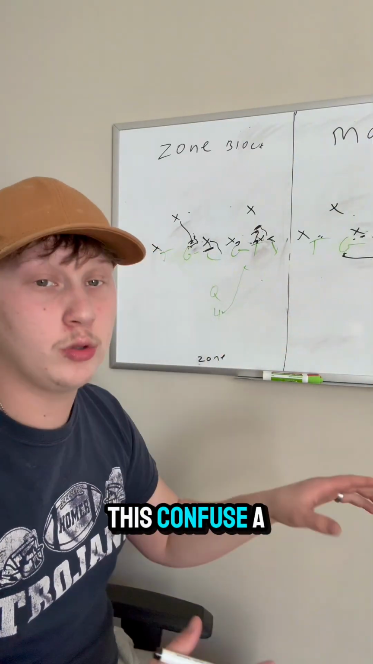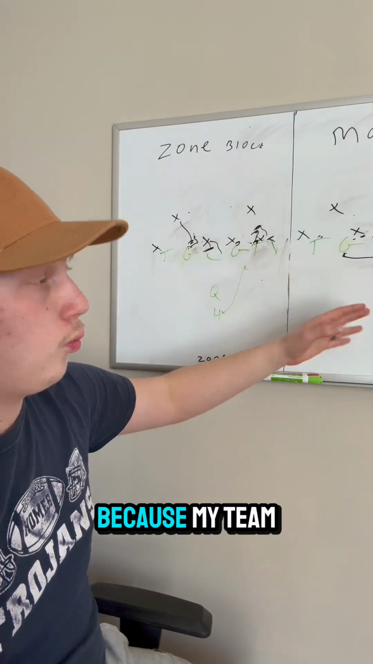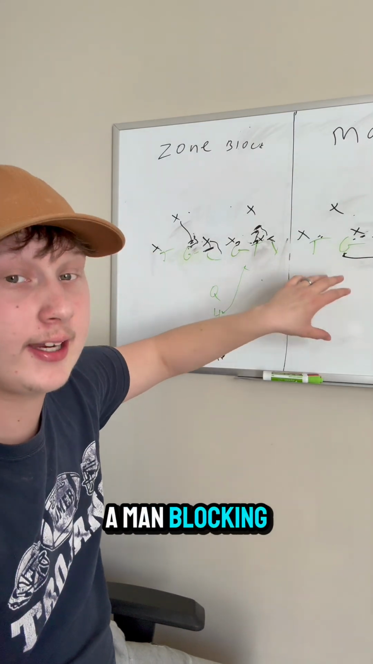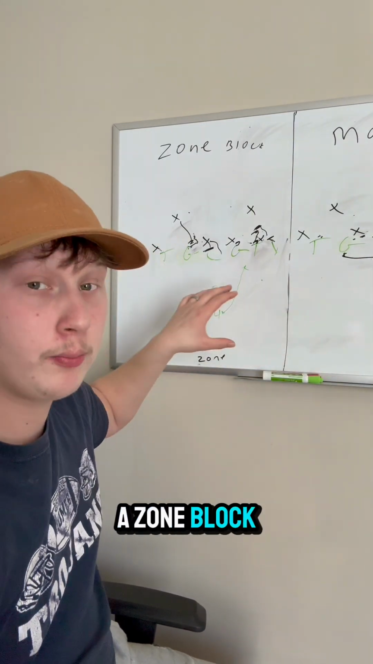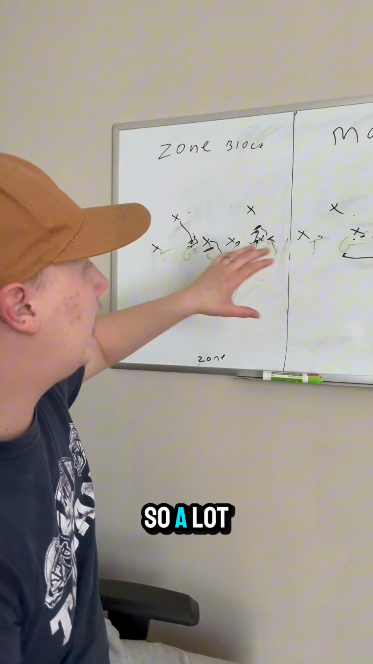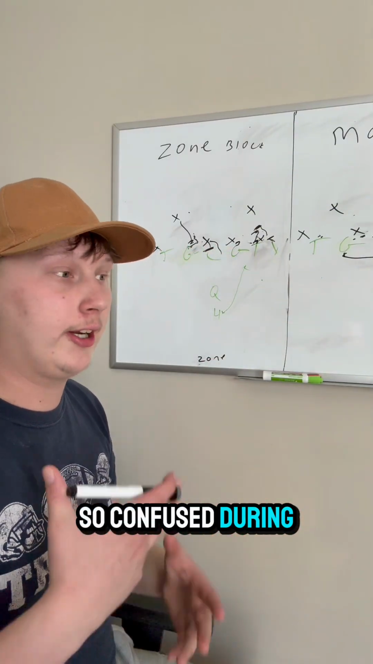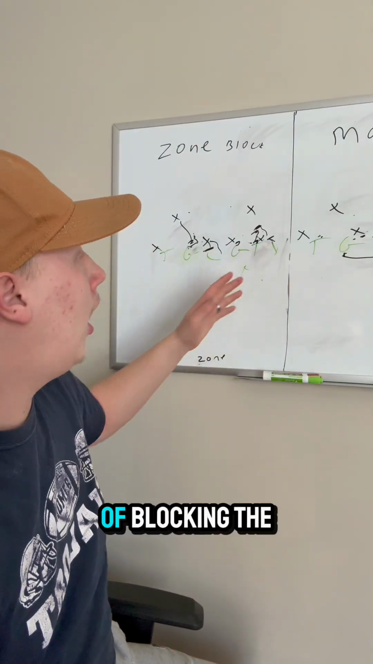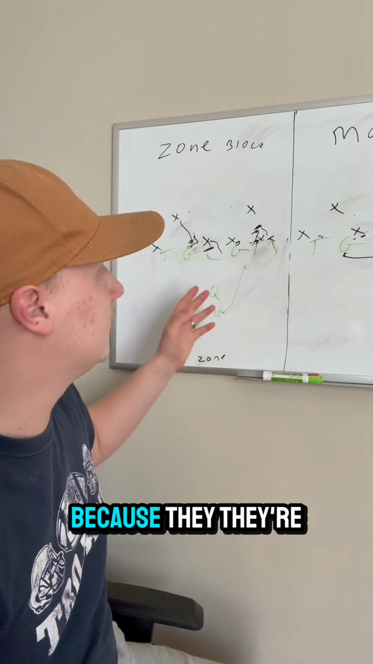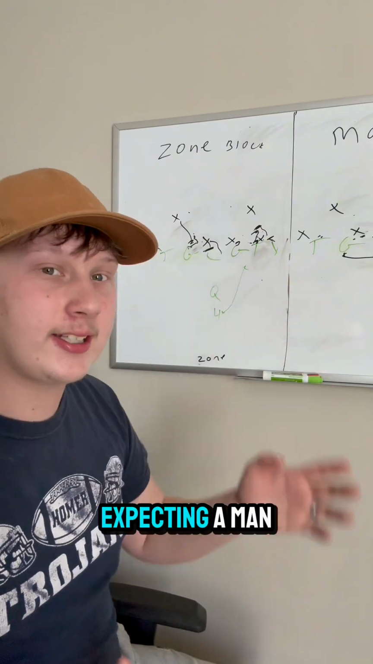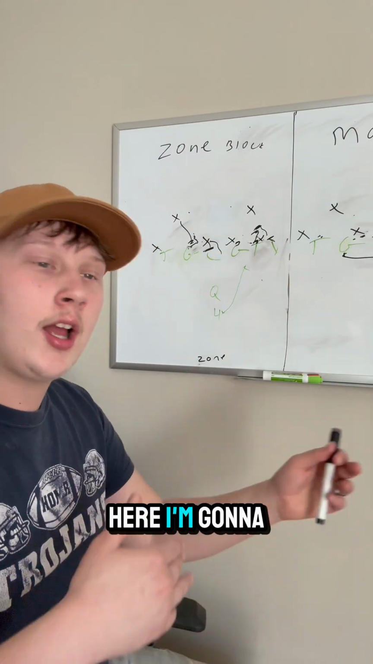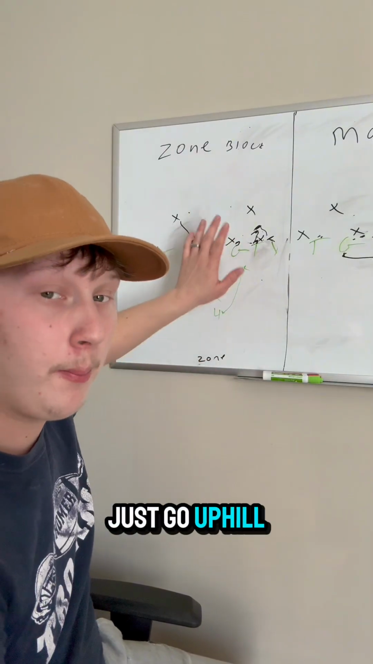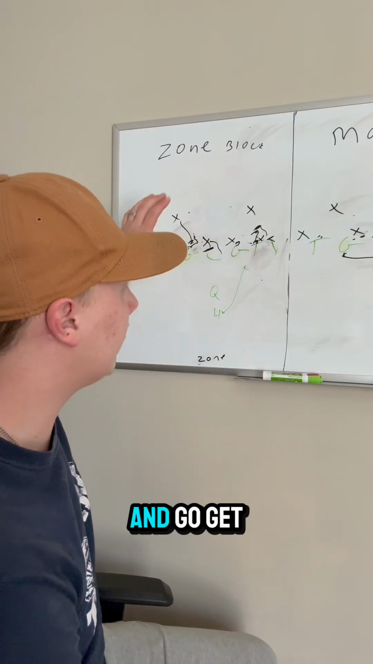And I saw this confuse a lot of people, because my team that I played and coached for, we transitioned from a man blocking power run to a zone block spread. So a lot of guys got so confused during mini camp and training camps and very early on of the season, blocking the wrong guys in zone, because they're expecting a man. So like, okay, this guy's right here, I'm going to communicate it, I'm going to go to that guy. But that's not always true. Sometimes you got to just go uphill and go get the next level.